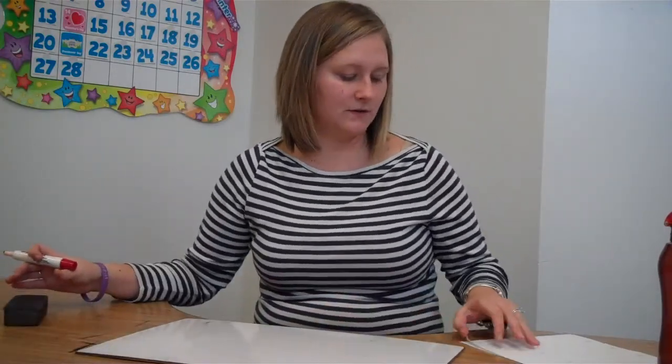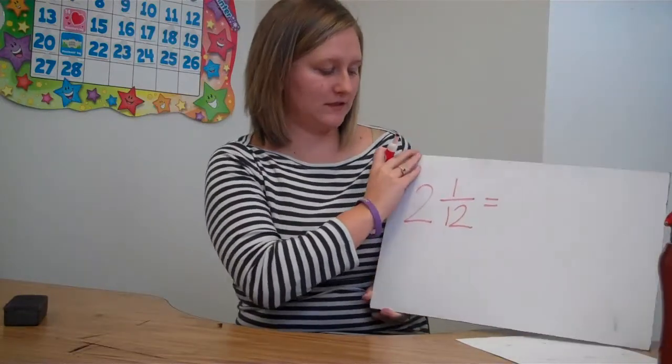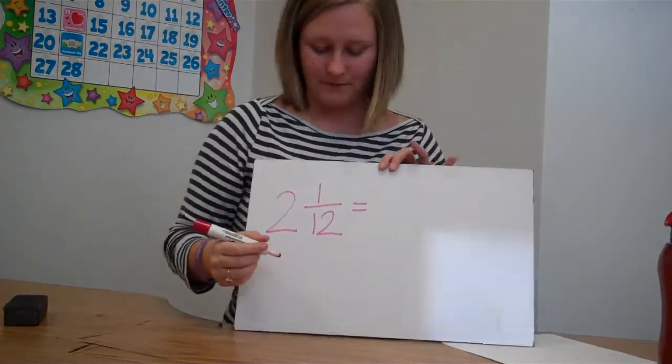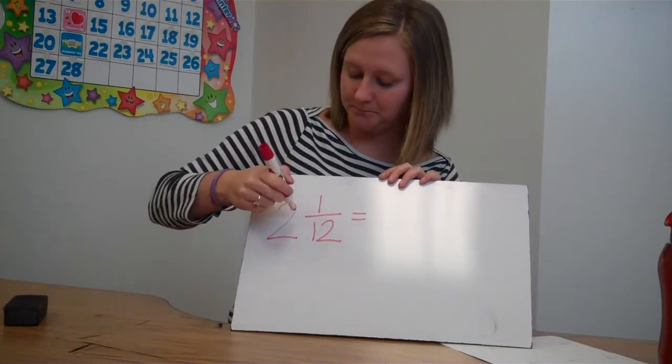I did 4 of those. I'd like you to do the rest of those. Flip over to the back. On the back, the first one that I'm going to do is 2 1/12. Okay? These are mixed numbers, and you want to change them into improper fractions. Okay? So changing a mixed number into an improper fraction.